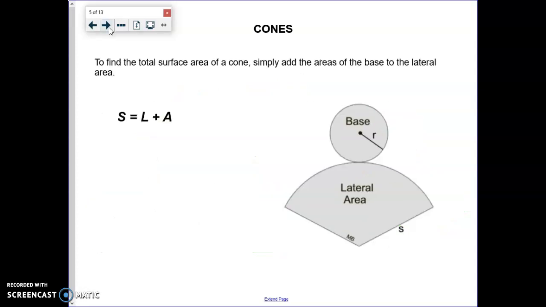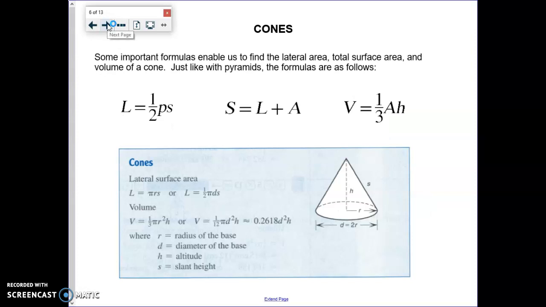Okay? Now, to find total surface area, you just take the lateral area plus the area of the base. You take the lateral area, as we have here, plus the area of the base. Right there, just as you would with a pyramid. Pretty simple formula. And then finally, if you want to find volume, volume is equal to 1/3 area of the base times the height. Now again, what's area of the base? Since the base is a circle, remember area of a circle is pi r squared. And there's another formula given in your formula sheet if you want to use diameter.